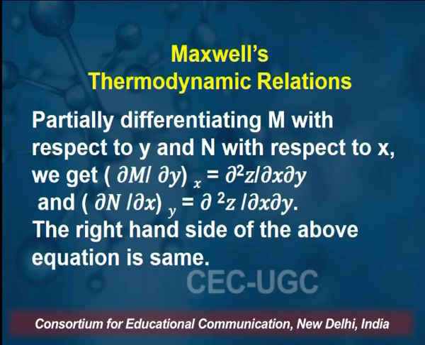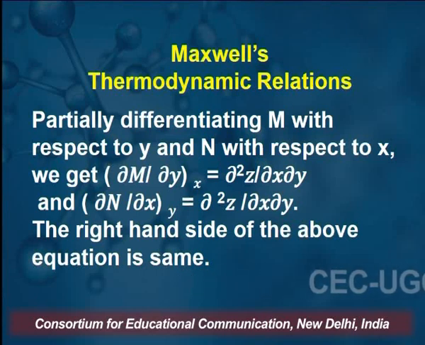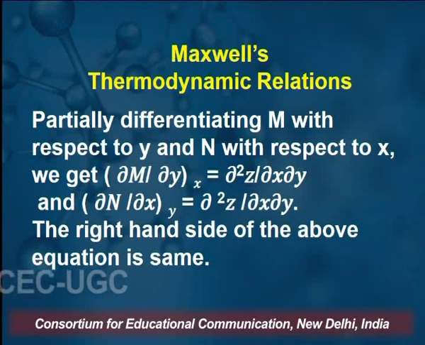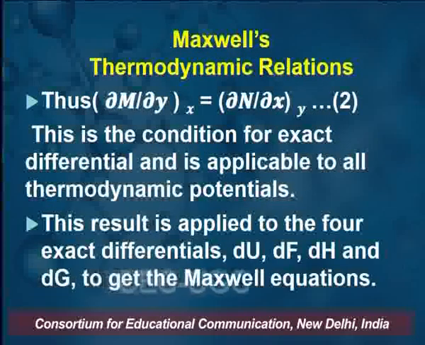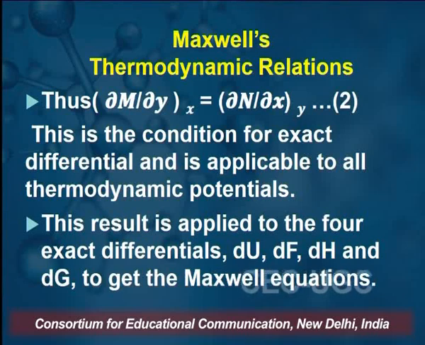If we see the right hand side of these two equations, they are the same. So what does this mean? This means that delta m by delta y at constant x should be equal to delta n by delta x at constant y. Call this equation 2.